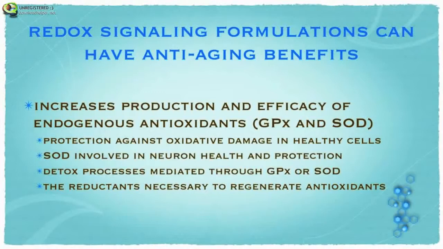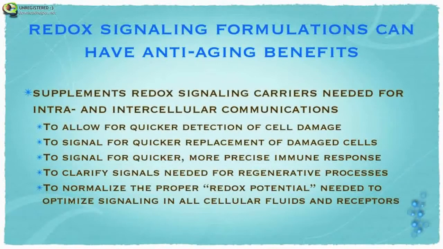Redox formulations have anti-aging benefits by increasing the production and efficiency of our endogenous or internal antioxidants like glutathione and superoxide dismutase. And this protects us against oxidative stress. Superoxide dismutase is involved in neuronal health in particular and protection of our nerve health. The detoxification process is all mediated through these powerful antioxidants. And of course, reductants, these negatively charged species, are necessary for the regeneration of antioxidants in our cells.